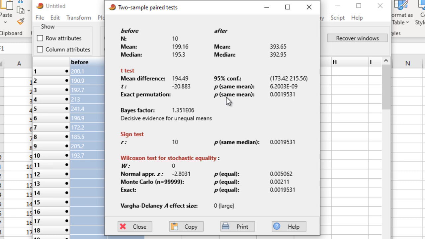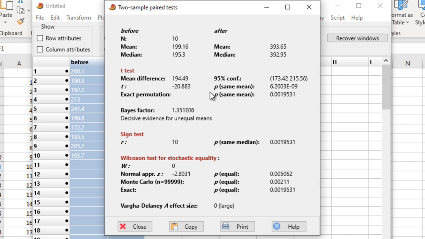All right, and the p value for that is 6.2 times 10 to the power minus 9, which is highly significant. But the permutation of it, which means multiple tests of it in permutation format, also gives you 0.001, which is also highly significant. So this is our result now. We can conclude that this is a significant result.